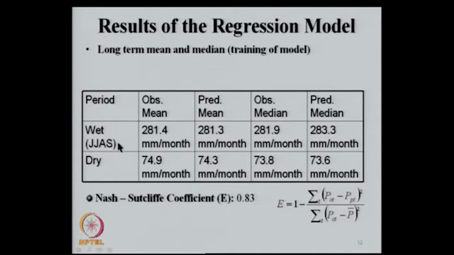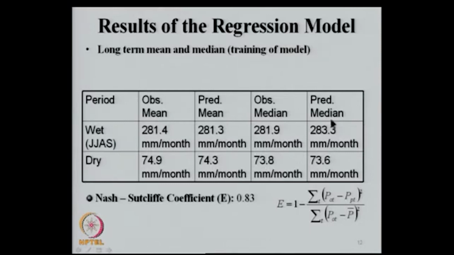Then we also look at this for the training of the model. That means, when we are building the model, we look at how well the observed mean and the predicted mean agree with each other. This we do for the wet season as well as the dry season. The wet season is our monsoon period, June, July, August, September, and the dry season is the remaining period. So, they fit very well, in fact, 281.9, 283.3 and so on.